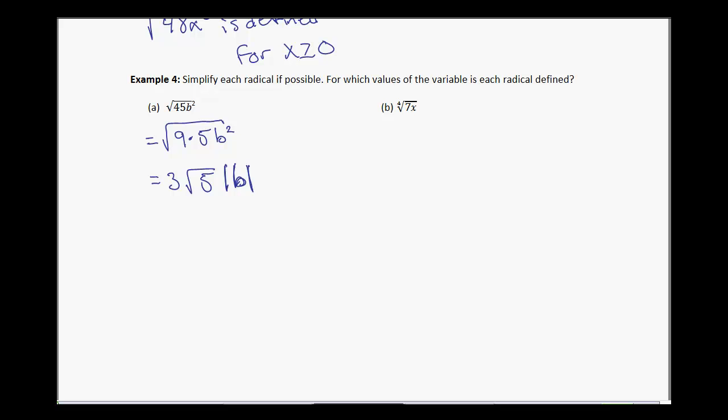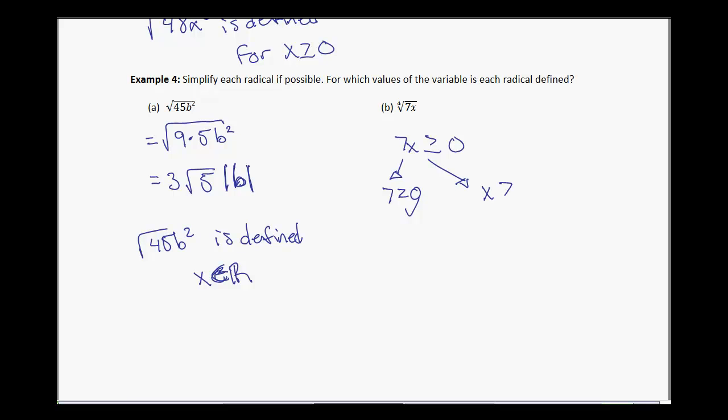But we must define our variable, and our square root of 45b squared is defined for all values of b, because b is squared, or an absolute value. Perfect. How about b? The fourth root of 7x. Well, we can't simplify our 7 nor our x here, so we can go ahead and just define for our variable because we cannot simplify. So 7x has to be greater or equal to 0, and we already know that 7 is greater or equal to 0, so that's fine. Hence we need our x to be greater or equal to 0. So we can say that the fourth root of 7x is defined when x is greater or equal to 0.